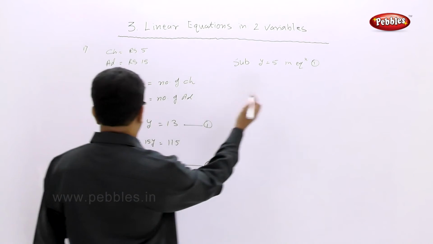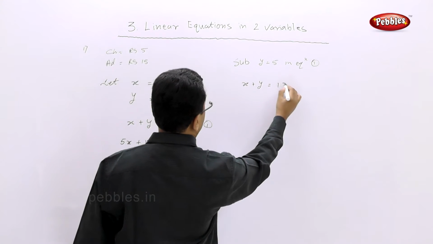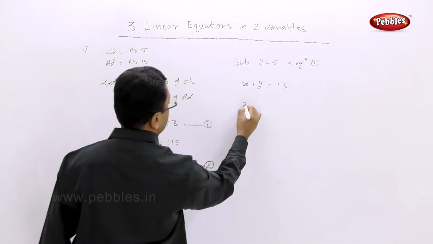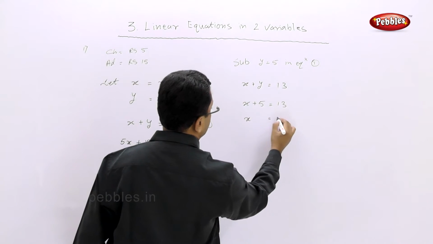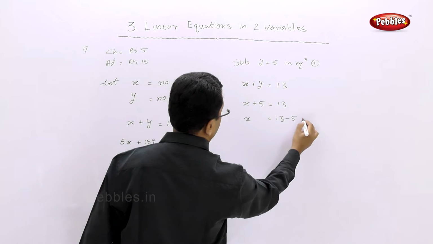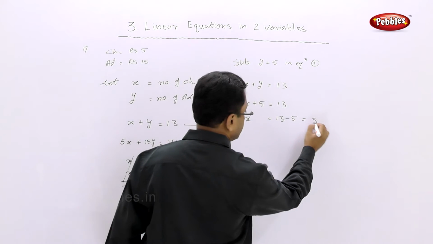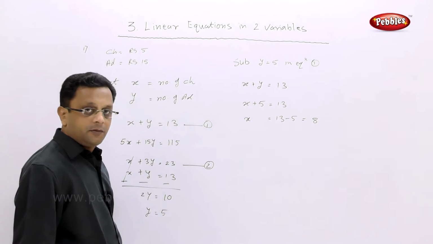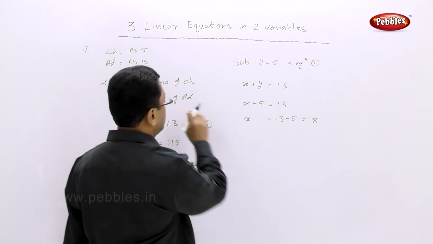So, I have equation 1: x plus y is equal to 13, and y is equal to 5. So, x plus 5 is equal to 13, x is equal to 13 minus 5, that is 8. So what is your answer? x is equal to 8, y is equal to 5.